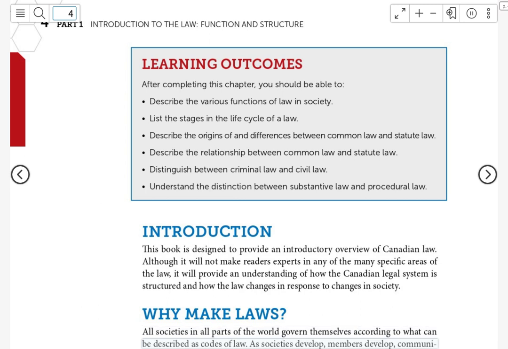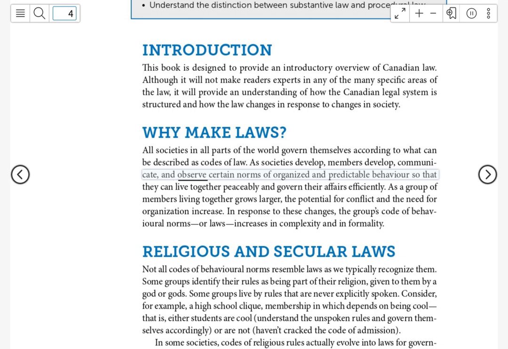as codes of law. As societies develop, members develop, communicate, and observe certain norms of organized and predictable behavior so that they can live together peaceably and govern their affairs efficiently. As a group of members living together grows larger, the potential for conflict and the need for organization increase. In response to these changes, the group's code of behavioral norms, or laws, increases in complexity and formality.